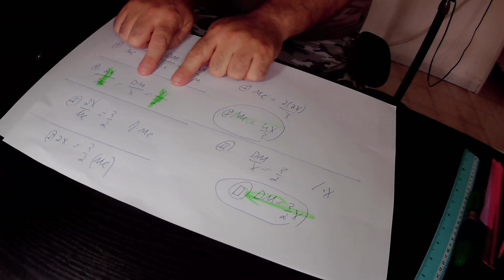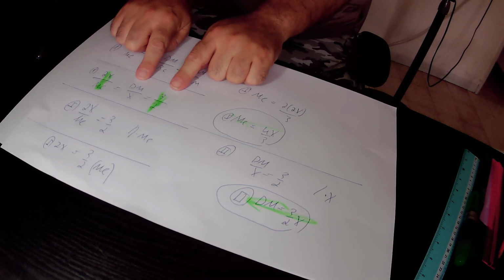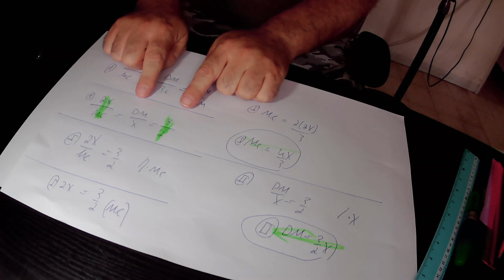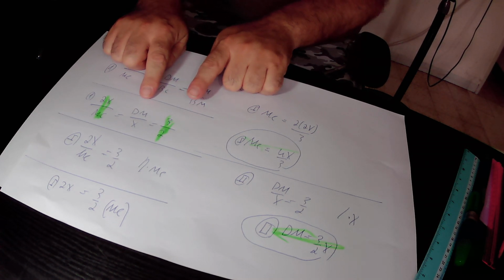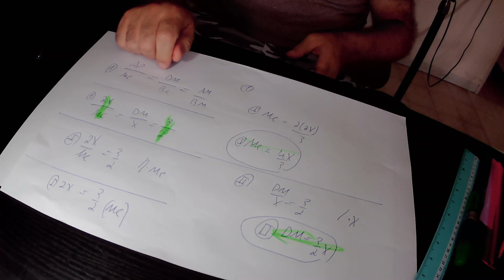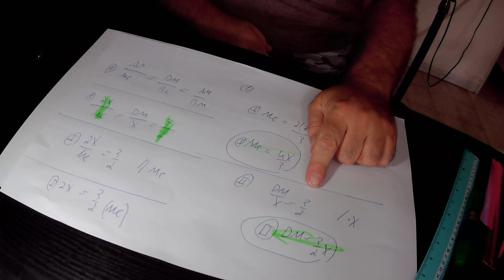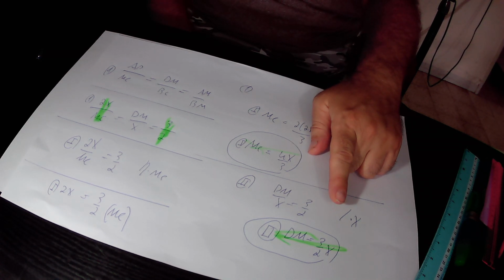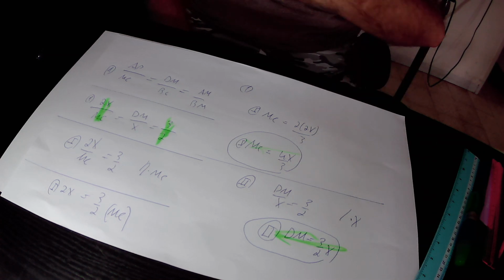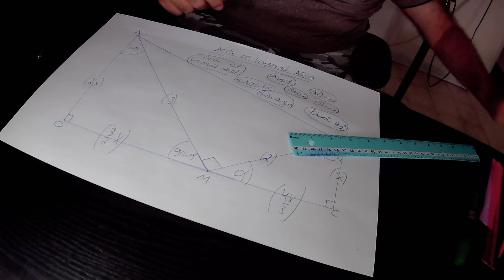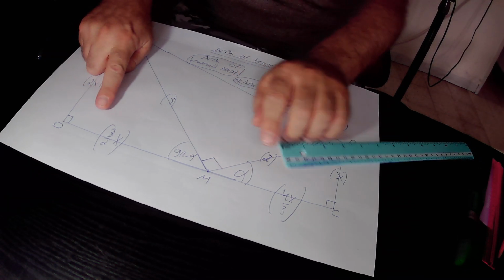Those two expressions are also equal to each other, so we get equation 2 from those two expressions. According to equation 2, DM over x equals 3 halves. Here we multiply this equation by x and finally find out that DM equals 3 halves times x. DM equals 3 over 2 times x.